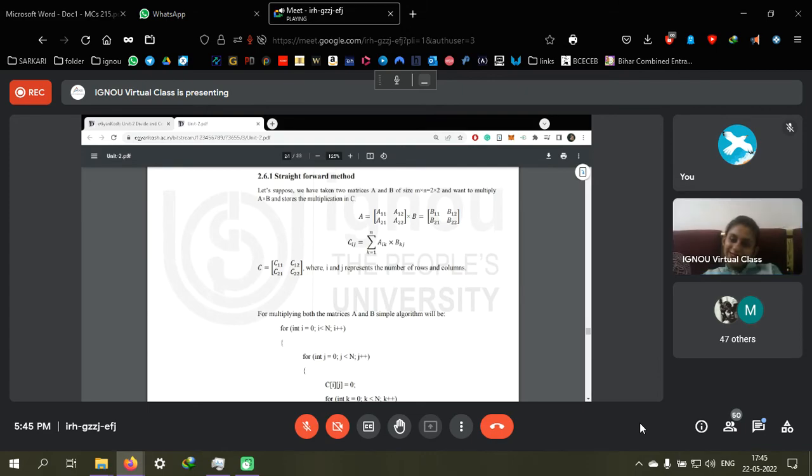Just simply, each element of one matrix is multiplied with the column of the second matrix. If the number of columns of the first matrix is equal to the number of rows of the second matrix, then we can multiply both the matrices, otherwise not.